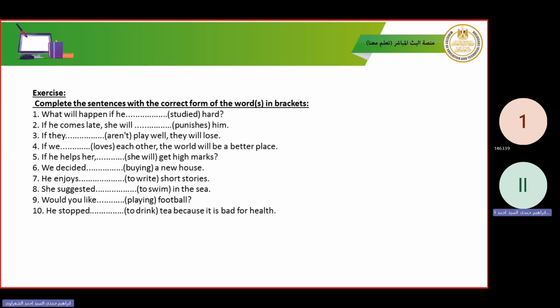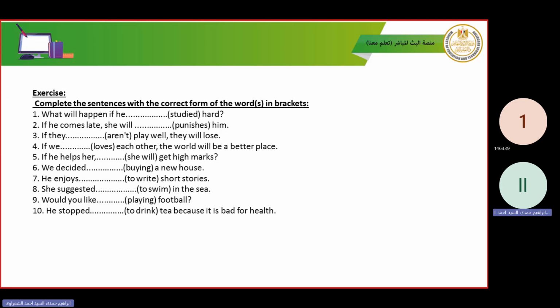How do we change a present simple verb into negative? They will lose. Number four, if we loves each other, the world would be a better place. We loves? No. S follows the he, she, or it. Okay, so there is something wrong.